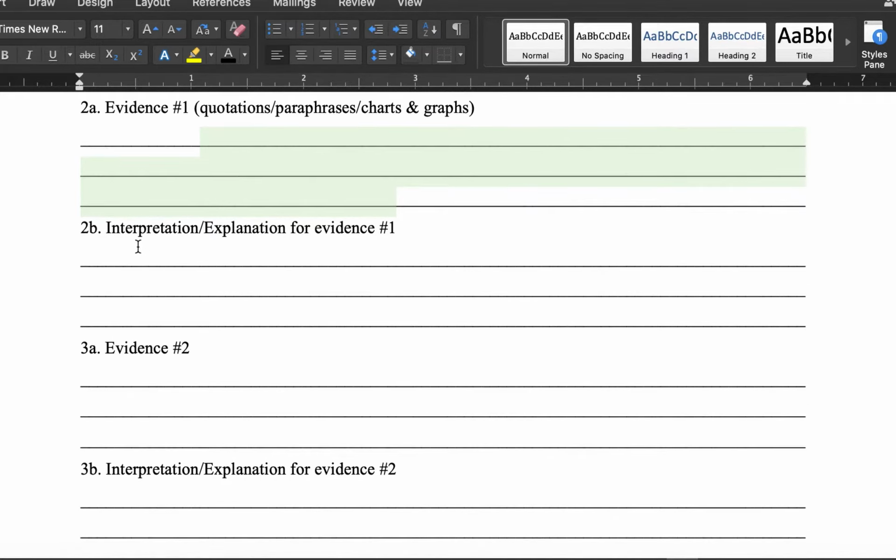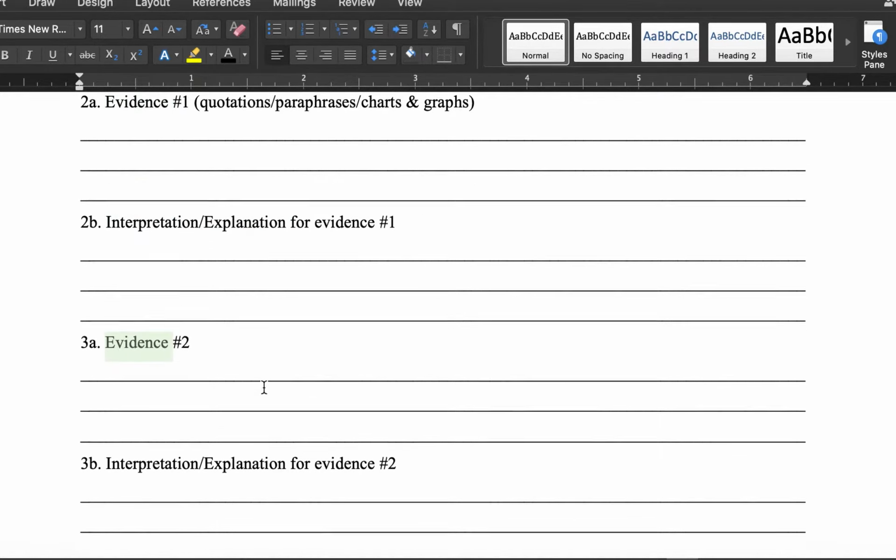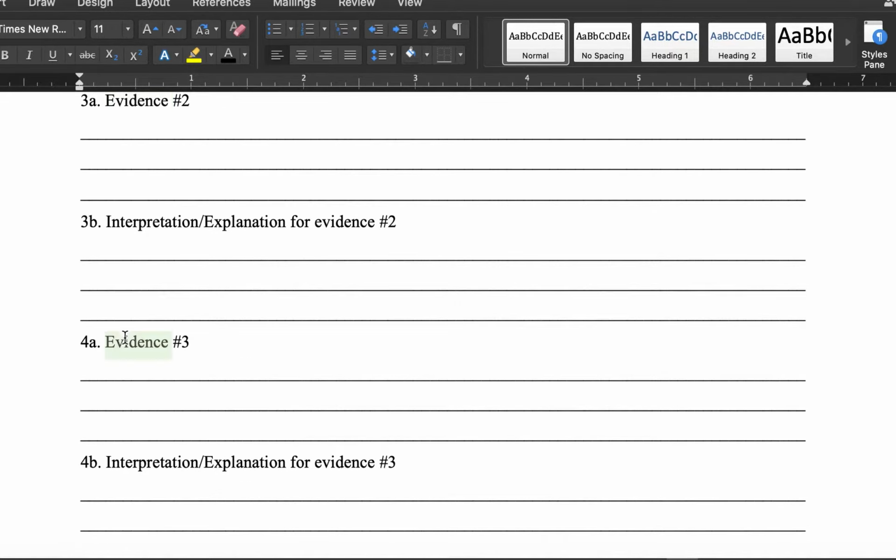And then 2B is where I interpret or explain that evidence. So what am I going to do with that evidence? I can't just quote evidence and walk away. In your essay, you're responsible every time you use evidence to explain what it means. So there's room here for 1 piece of evidence, 2 pieces of evidence, 3 pieces of evidence.